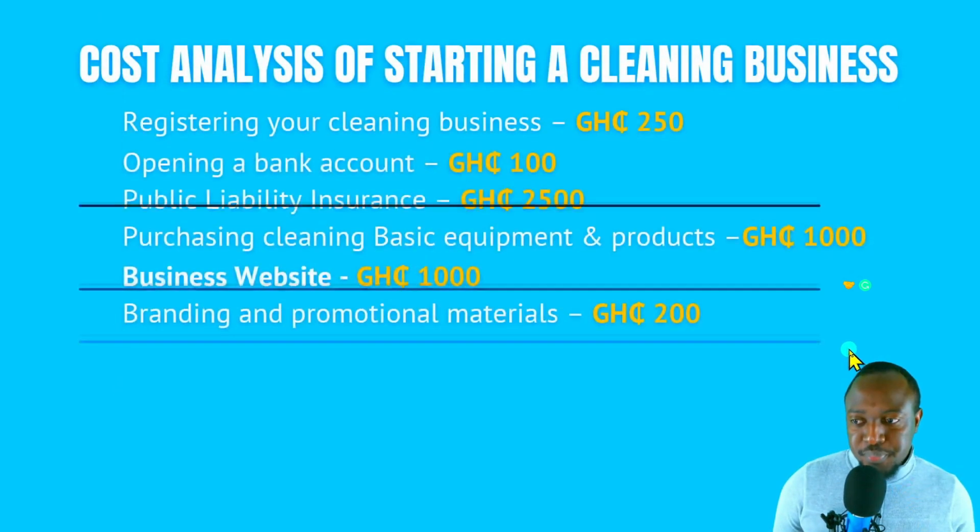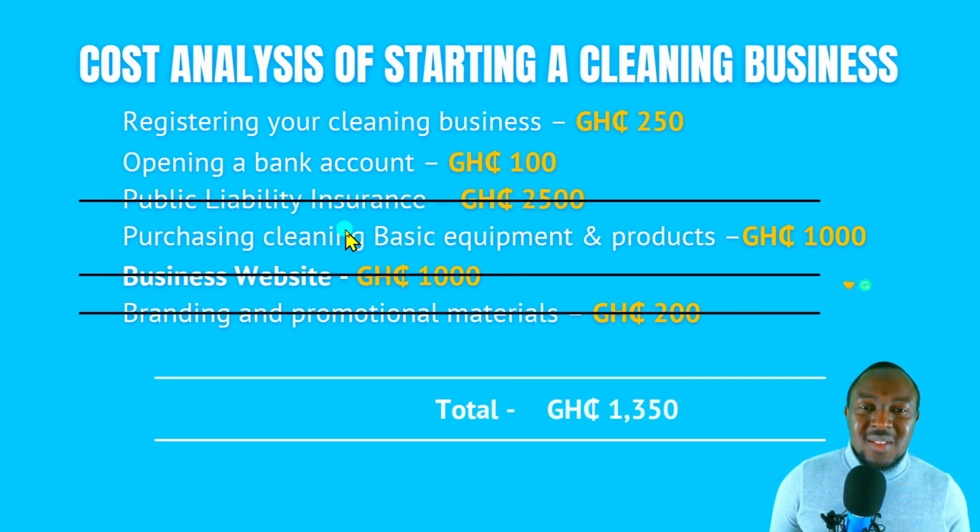Now, let's say when you're starting up, you're a bit short on capital. You just have to be careful when you're working on clients' homes. So you don't have to get the insurance yet. When you get a bit of funds, then you go get that. You don't need a business website. As I said, social media should be okay. And the branding too, you can do it on Canva by yourself and just send the digital copies to your client's WhatsApp number and the rest.